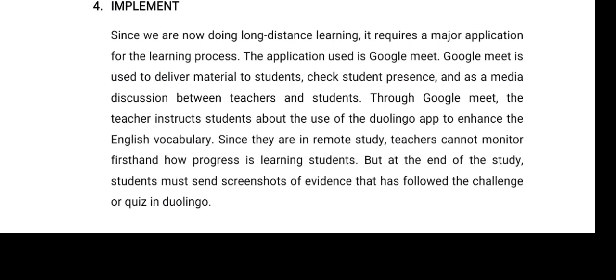Since they are in remote study, teachers cannot monitor firsthand the progress of students' learning. But at the end of study, students must send screenshots as evidence that they have followed the challenge or quiz in Duolingo.